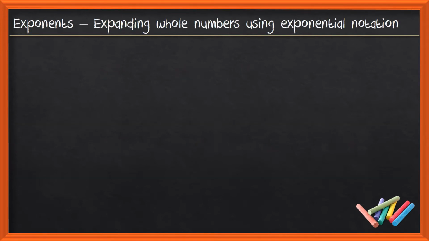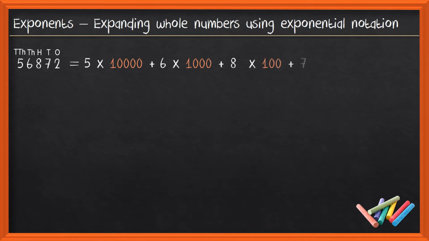Let's try expanding one more number, 56,872. Here 5 is in the 10,000s place, 6 is in the thousands place, 8 is in the hundreds place, 7 in the tens place, and 2 is in the units or the ones place. 56,872 is written in the expanded form as 5 times 10,000 plus 6 times 1000 plus 8 times 100 plus 7 times 10 plus 2 times 1. Once again, 10,000, 1,000, 100, 10 and 1 can be written as powers of 10.